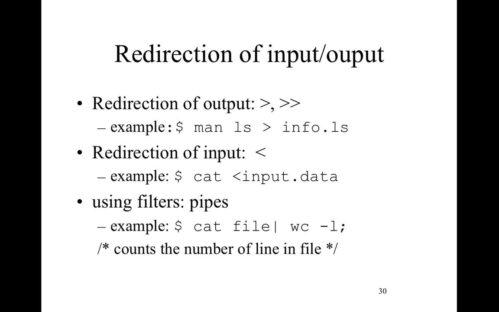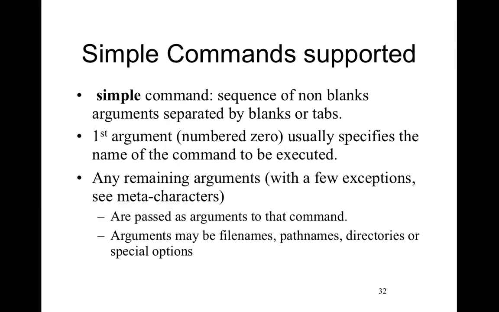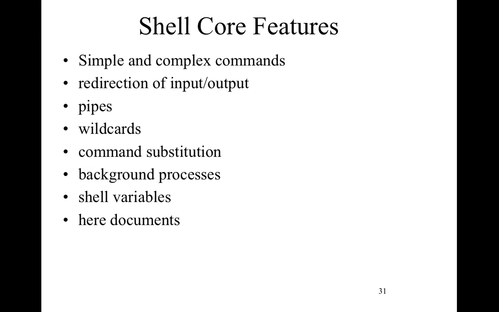We have the arrow going the opposite direction for input, cat input.data. So send it to cat, or using filters or pipes. So cat file 1 pipe word count -l counts the number of lines in a file. So the double arrow, it's probably in another section here. I know I have another example with output and the double arrow in here too.